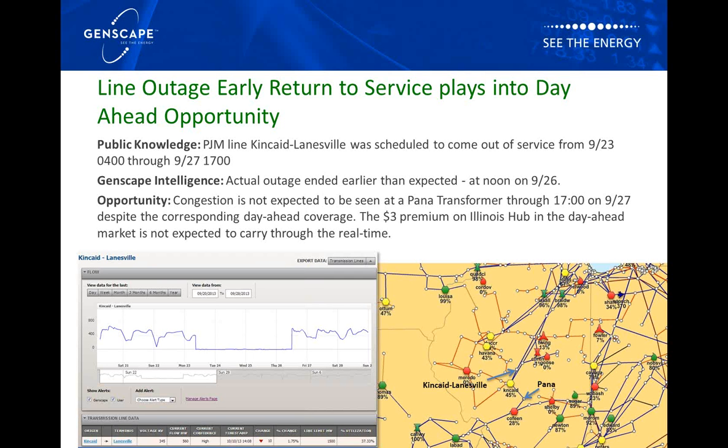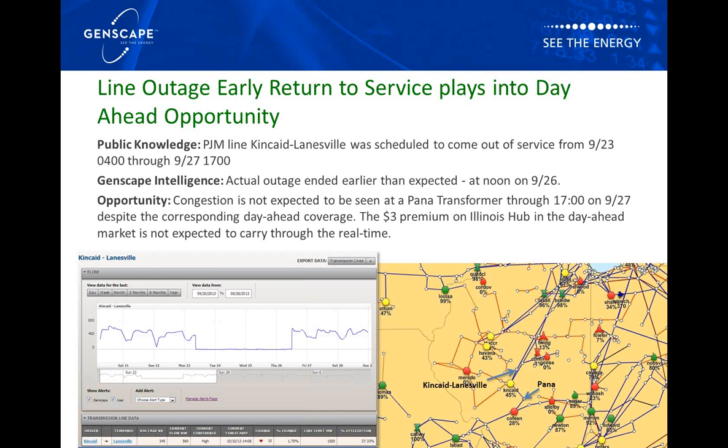And this line was originally scheduled to be out of service the 23rd of September through the 27th at 1700. Now, the impact here is we did see painted transformer congestion in the real-time and day-ahead driving upside on Hill Hub. If you were looking at this outage, you would expect that coverage would carry over through the duration of the outage there on the 27th, which is what we saw, keeping Hill Hub at a premium to Indy. However, if you look at the actual flows on the line, you can see that line returned to service early, midday on the 26th.